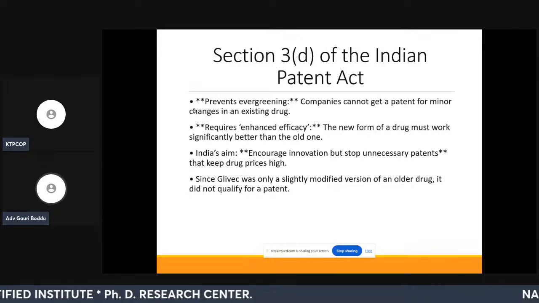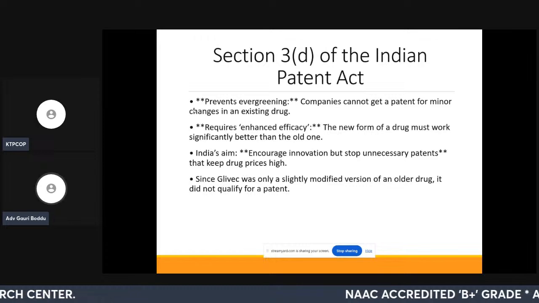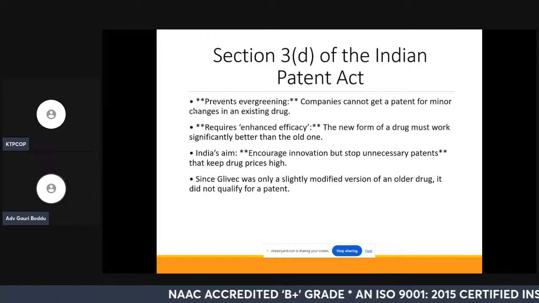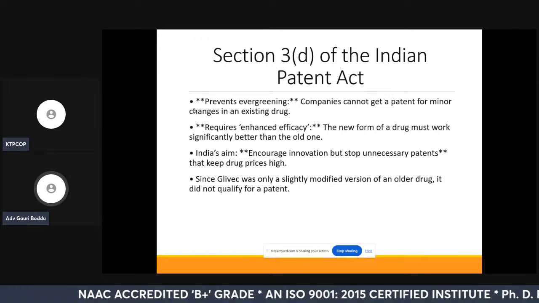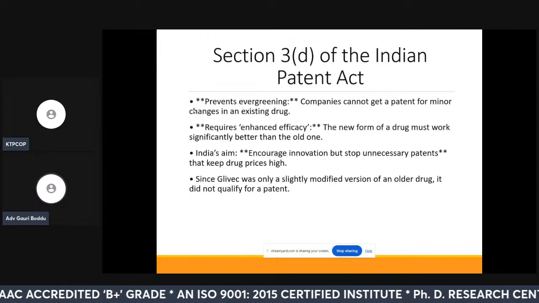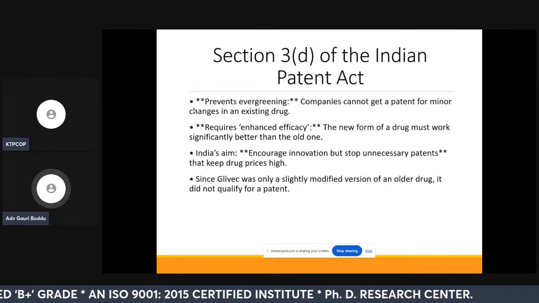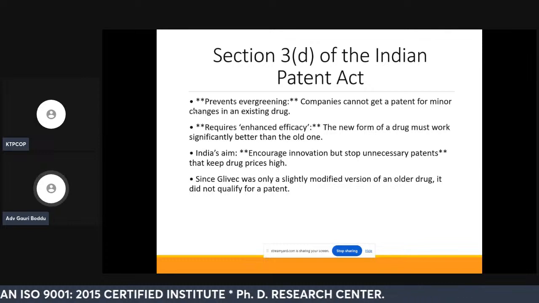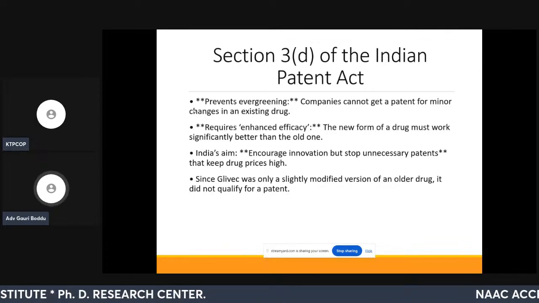So in India, drug prices are not affordable because India's population is so large, as you know, so no one can afford that much high prices. Therefore, they rejected the application because the Gleevec prices were too high. Since Gleevec was only a slightly modified version of an older drug, it did not qualify for a patent.